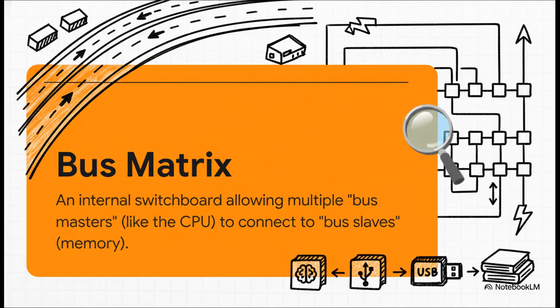The best way to think of it is as a highly intelligent multi-lane superhighway inside the chip. It's basically an internal switchboard that can connect multiple masters, things that start data transfers, like the CPU, to multiple slaves, things that hold the data, like memory or a USB port. And it can do it all at the same time.